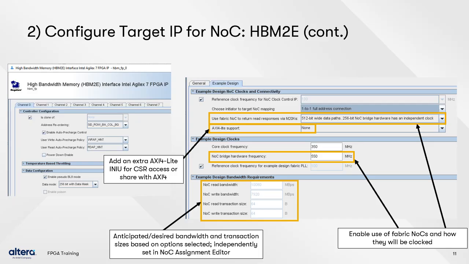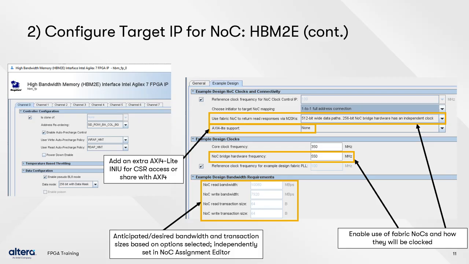The AXI4 Lite support option lets you enable a separate dedicated INIU for AXI4 Lite transactions to the HBM, or use a shared INIU for both AXI4 and AXI4 Lite transactions. As mentioned earlier, AXI4 Lite is used for control and status register access. Note that shared AXI4 Lite access prevents the use of the fabric NoC.